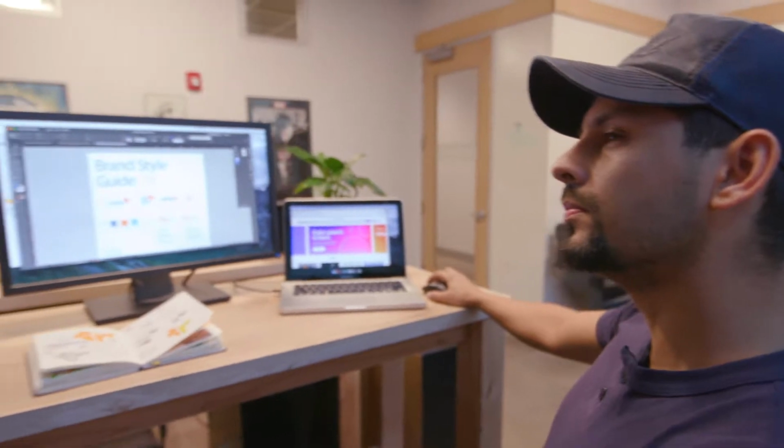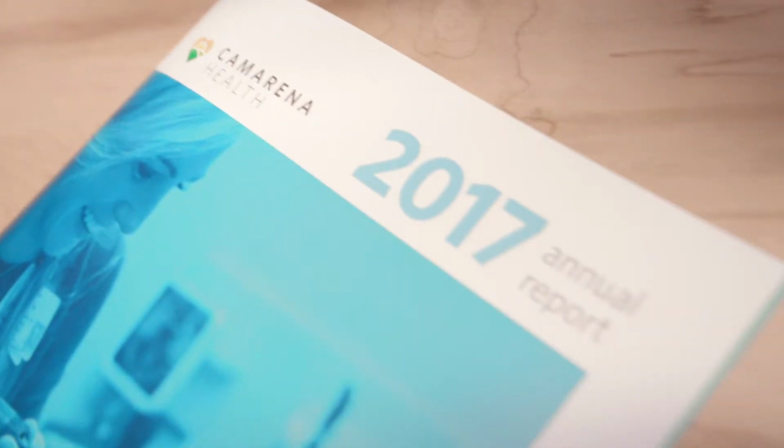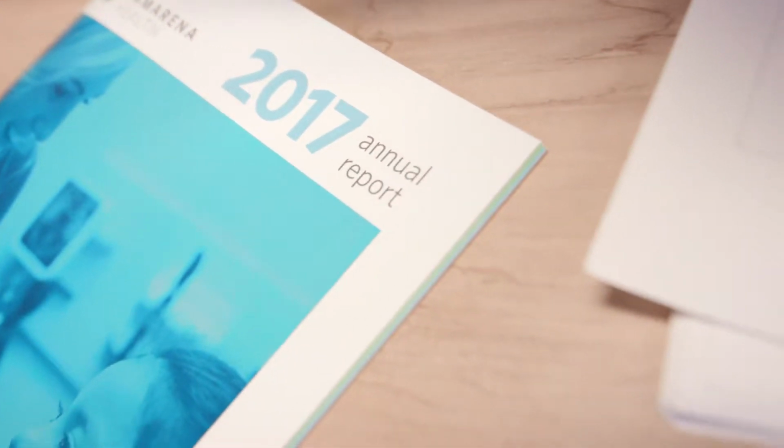Okay. So, we have an example. One of the examples that we did was an annual report for one of our clients, Camarena Health. Every year we do an annual report for them. And really the content kind of dictates the design. So we know what we want to say for the report. We have highlighted stories and key statistics, and a lot of times annual reports are very boring, and so our goal is to try to make what would be seemingly boring content fun and interesting to look at.